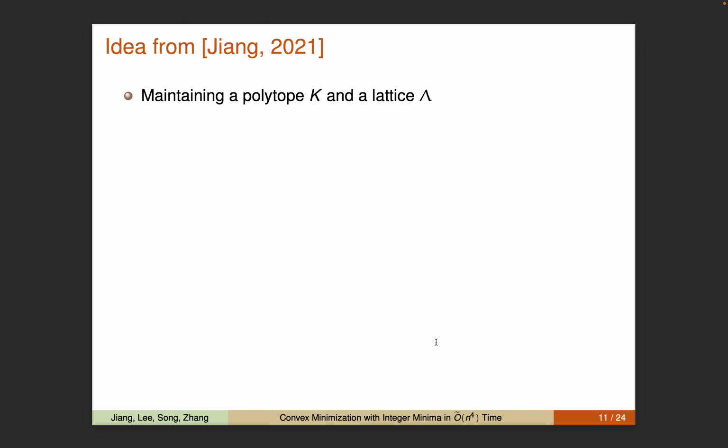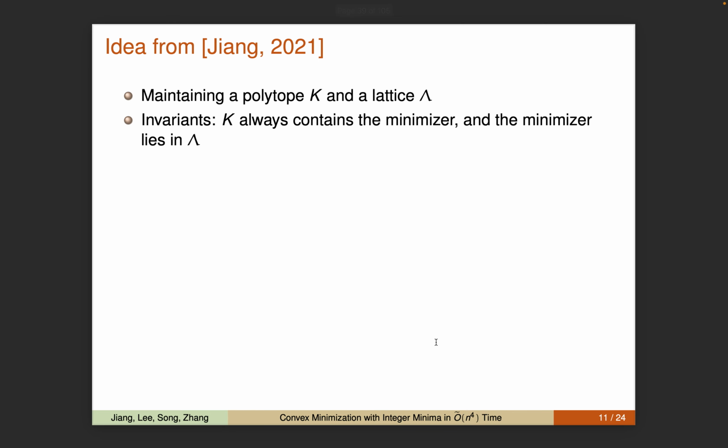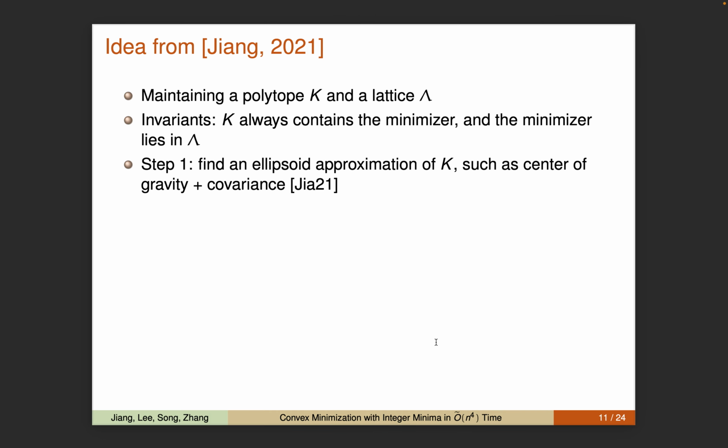So let's start by reviewing the work of Zhang. His algorithm basically works as follows. We start by maintaining a polytope K and the integer lattice Lambda. The key invariants maintained across the algorithm are that the polytope always captures the minimizer, and the minimizer always lies in the lattice. So we need to update the polytope and the lattice simultaneously in a fashion that maintains this invariant.